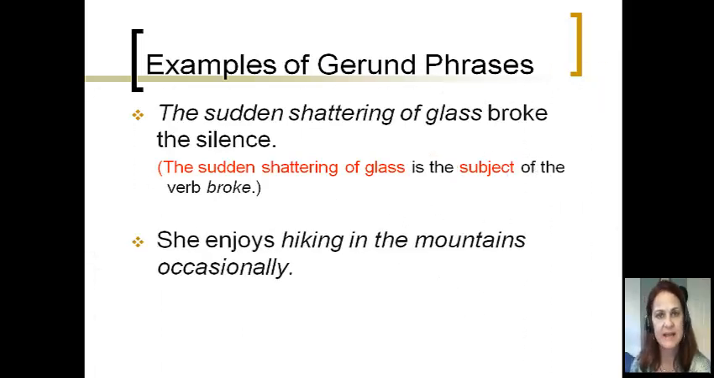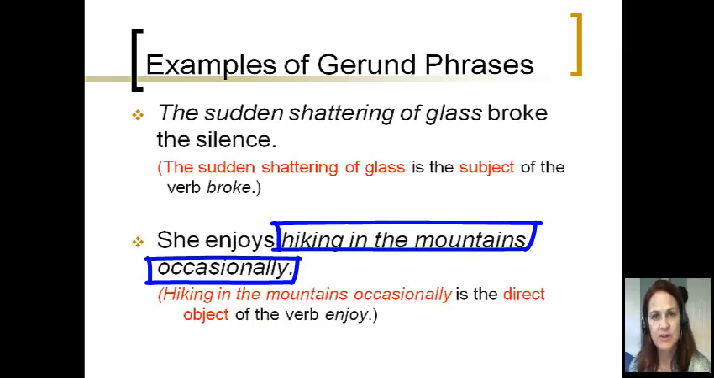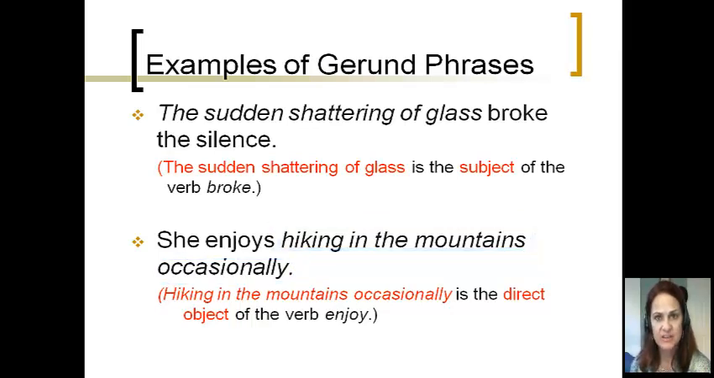Our second example. She enjoys hiking in the mountains occasionally. Okay, in analyzing this sentence, we look at that and we say, okay, hiking is a gerund. The gerund phrase is hiking in the mountains occasionally. And it's functioning as a direct object of the action verb enjoy. So here we can see we have one gerund phrase functioning as a subject and another functioning as a direct object.